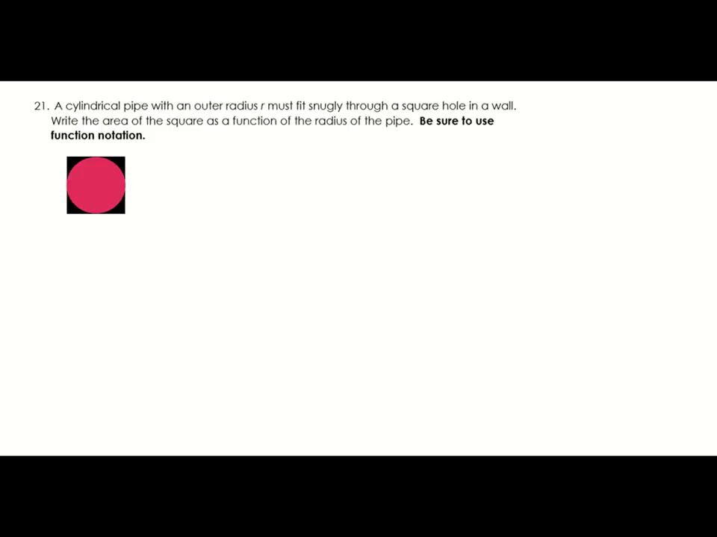So what I can see looking at this is that if X is the length of the sides of my square, then that X is going to be equal to the diameter of my circle. But a diameter is 2 radiuses. So now I know that the length of the square is 2 times the radius of the circle. Now I know that the area of a square is the square of the length of the side. So A of X is equal to X squared.